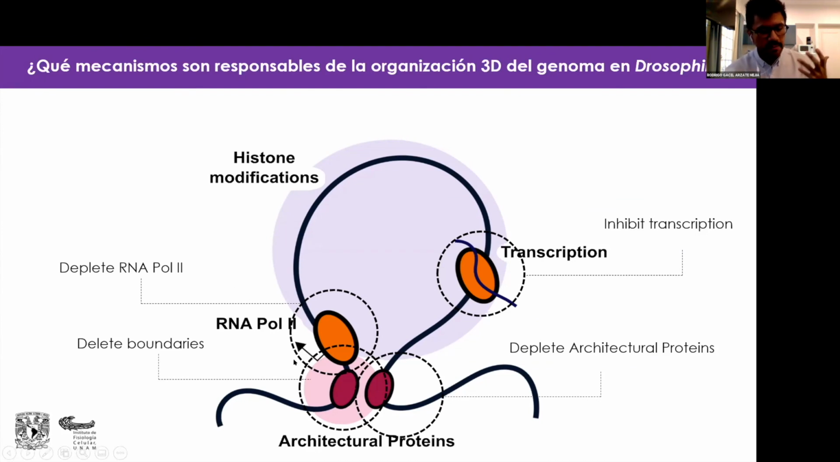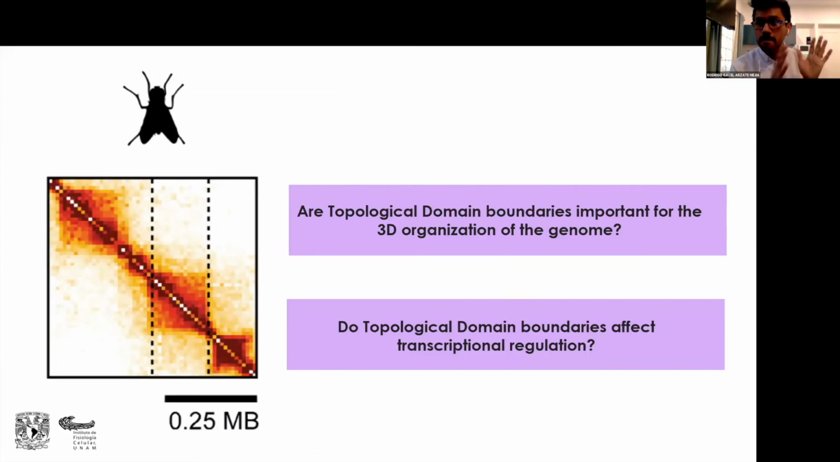But when we decided to delete boundaries, we needed to be careful as to which gene we were going to use to perform these experiments, so that we could have an interesting and clean readout of the possible effects of deleting these boundary sequences. So in this project, we asked two questions: whether boundaries, these genetic sequences, were important to create these contact domains, or whether they were just a reflection of the histone marks located along the genomic sequence, and if they are important for the 3D organization, whether they can impact transcription per se.